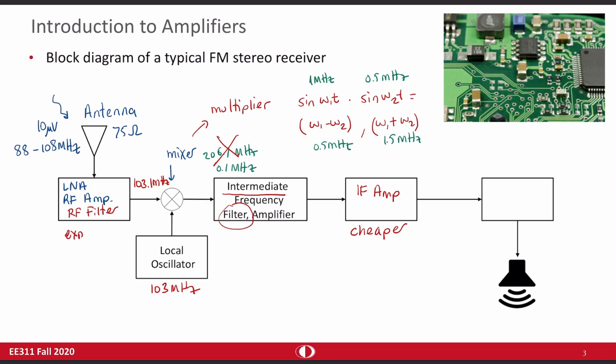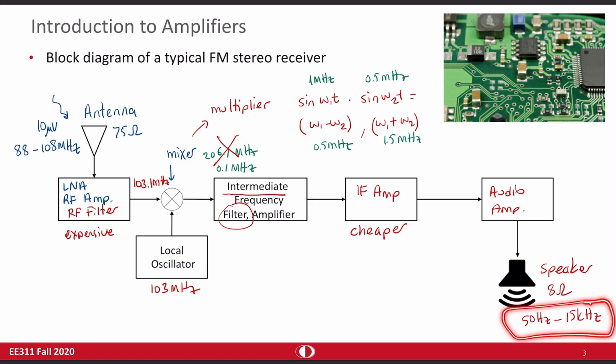This is expensive. So you cannot make much amplification at RF, but you can make more amplification at IF. But at the end, of course, you want to hear the signal on the speaker of your radio, and this speaker has an internal impedance of 8 ohms, and of course it operates in the audio band, like between 50 hertz to 15 kilohertz. So you have some audio amplifier in here, which operates at lower frequency and drives a low impedance load.